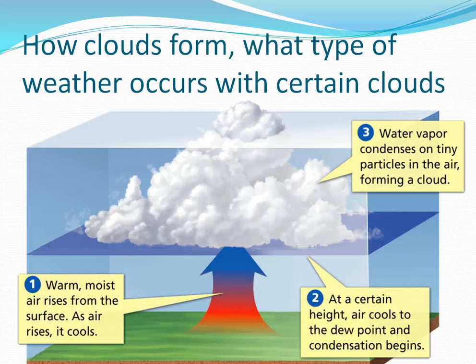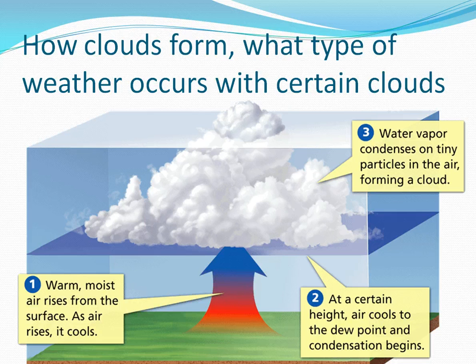First thing I want to talk about as far as the concepts are how clouds form and what type of weather occurs with certain clouds. On this picture here, the warm, moist air rises from the surface, and as the air rises, it begins to cool down. Then at point 2, at a certain height, the air cools to the dew point, which is just the temperature at which the water will start to leave the vapor form and start to condense. We start to see it condense into the cloud droplets up there.